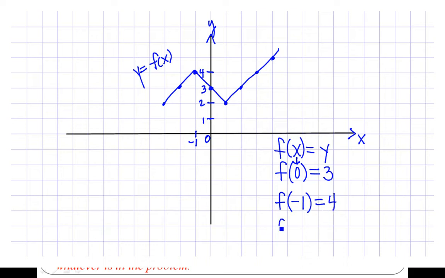One more. Now let's do f of 4. What is f of 4? You figure out what f of 4 is. Alright, so this is 1, 2, 3, 4 right here. It must be this number, which corresponds to 5 on the y-axis. So the answer is 5. Okay?